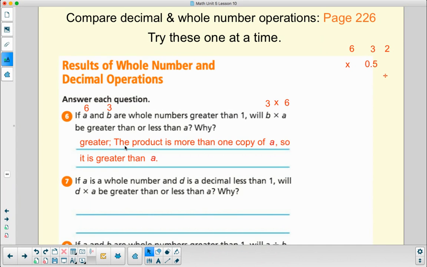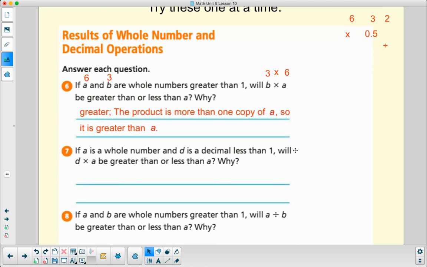Why? It's greater, right? Well, why? The product is more than one copy of A. So it is greater than A. 3 multiplied by 6 means 3 copies or groups of 6. It's more than one group of 6. Since B is greater than 1, I have more than one group of 6. So whenever you're multiplying by a factor greater than 1, you're going to get more than how many you started with.